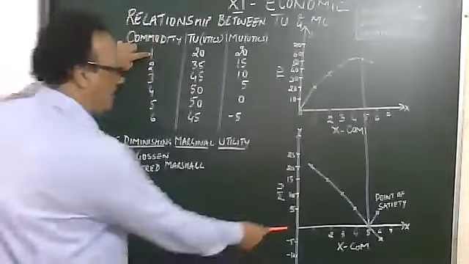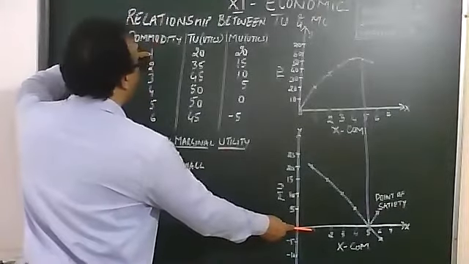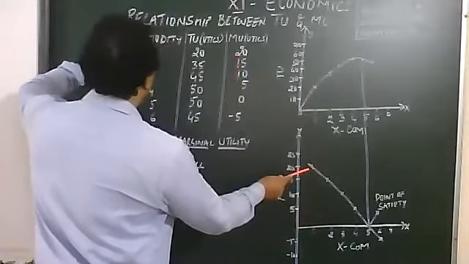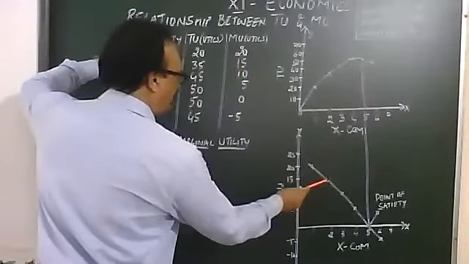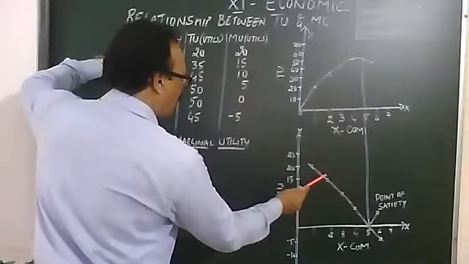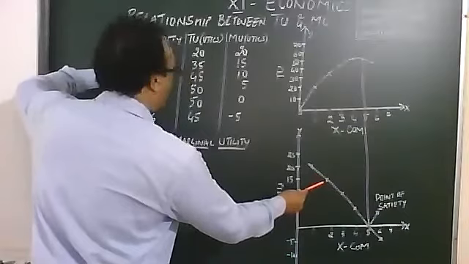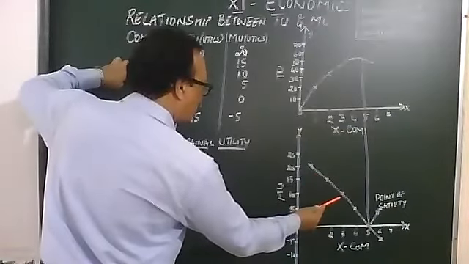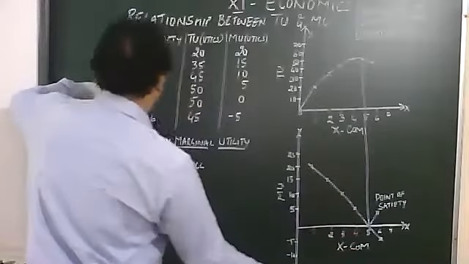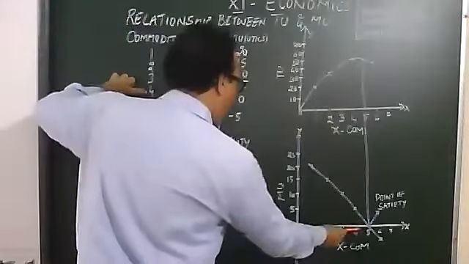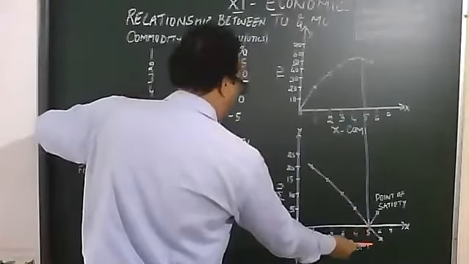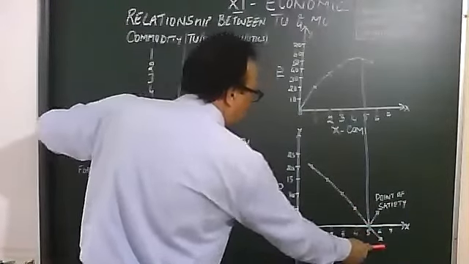When X is 1, look here, your MU is 20, you put a point here. When 2, it is 15. So you come down here. Okay, 15. 3, it is 10. Here, 3, it is 10. 4, it is... 5. So 5 is here. 5 is 0 and 6 is -5.